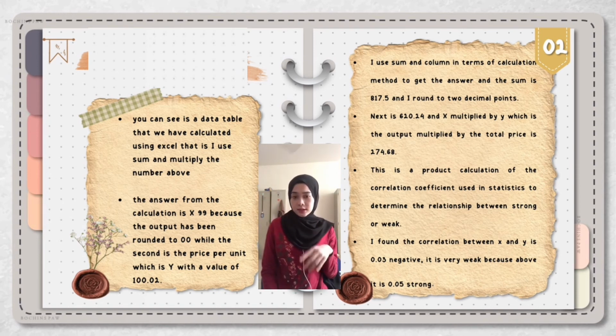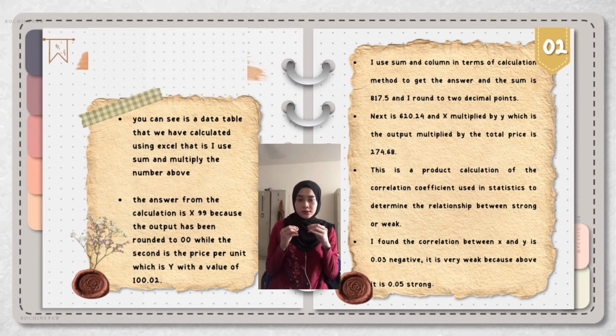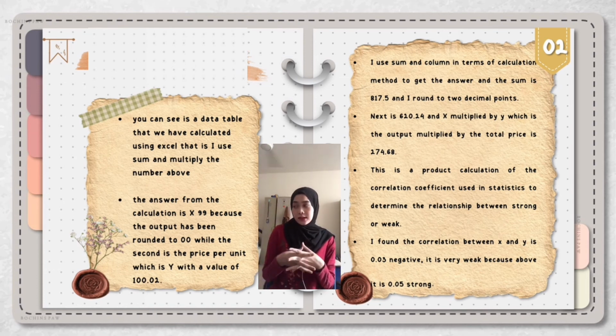Next is 620.24, and S multiplied by Y, which is the output multiplied by the total price, which is 274.68. Alright, the last one. This is the product moment correlation coefficient used in statistics to determine whether the relationship is strong or weak, and I have found that the correlation between X and Y is negative 0.02, and it is very weak because it is below 0.05, and above that it would be very strong.